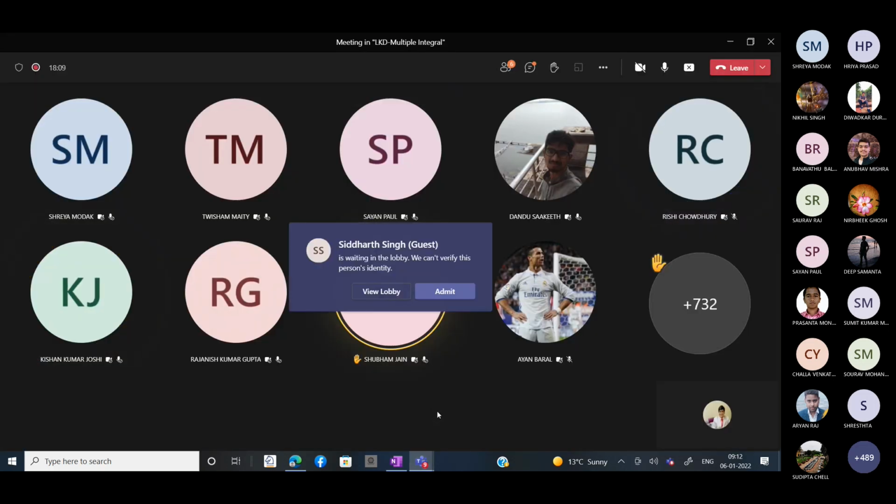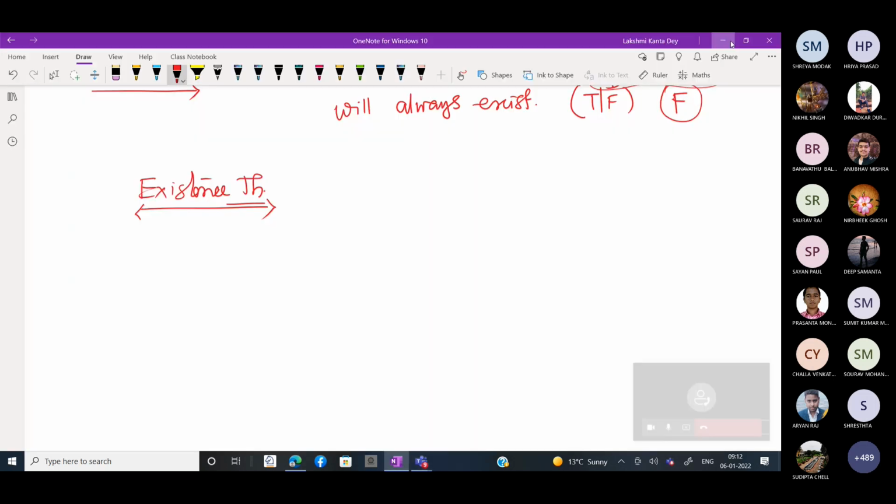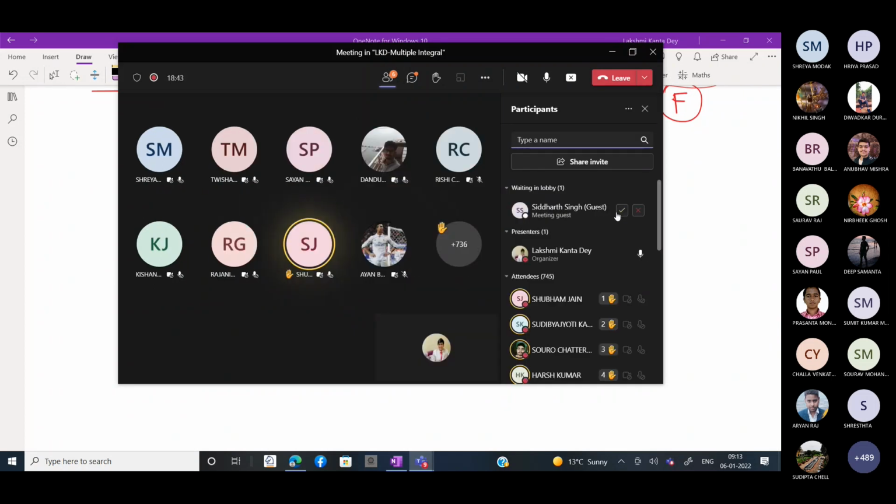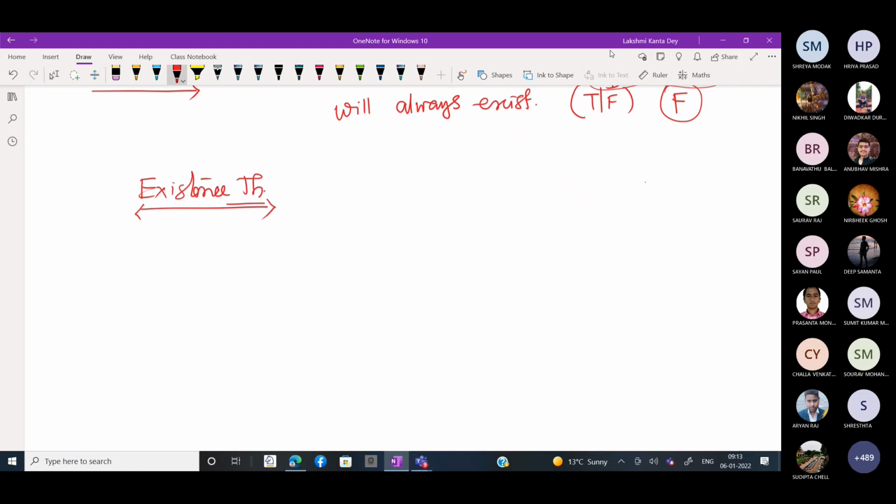Ayan, can you tell? Or Rishi? Shubham? Sir, the existence theorem, I think it provides us the information whether the definite integral will exist or not.